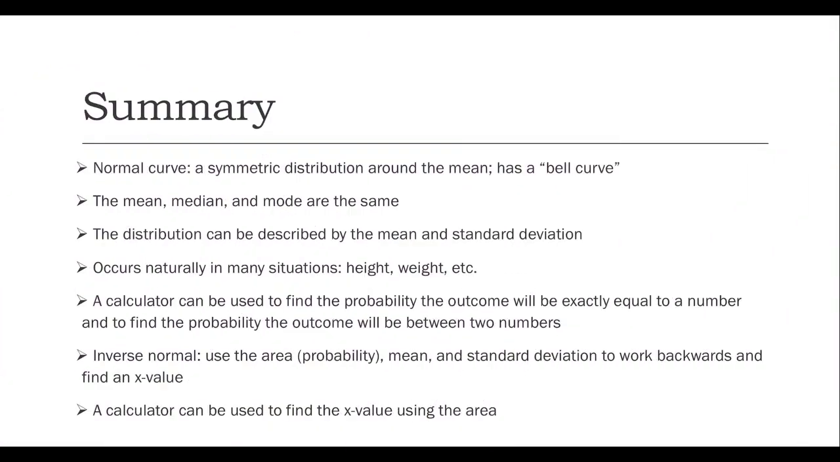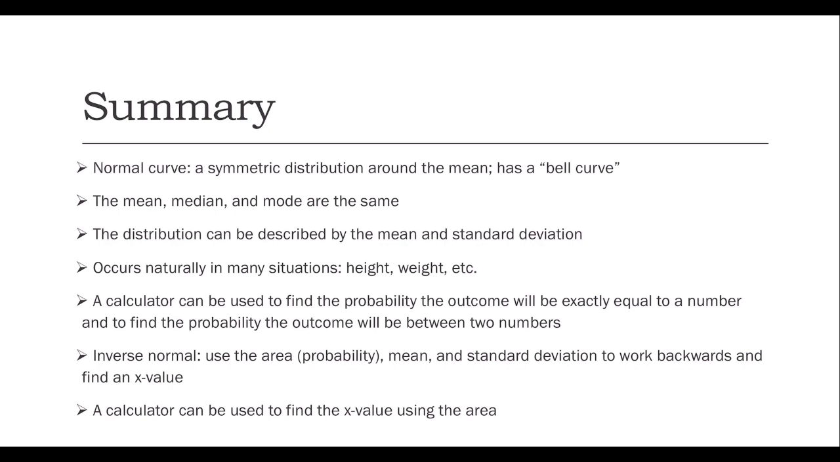So in summary, the normal curve is a symmetric distribution about the mean and has a bell curve shape. The mean, median, and mode are the same. The distribution can be described by the mean and standard deviation. It occurs naturally in many situations, such as height, weight, etc.